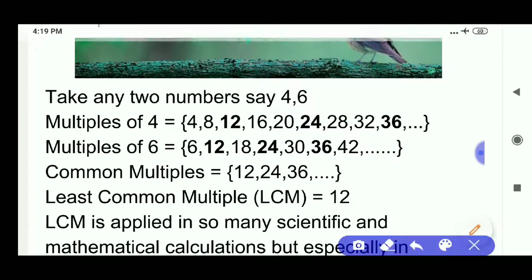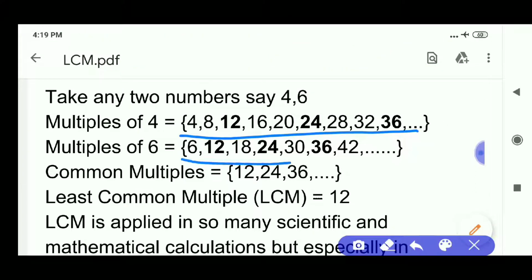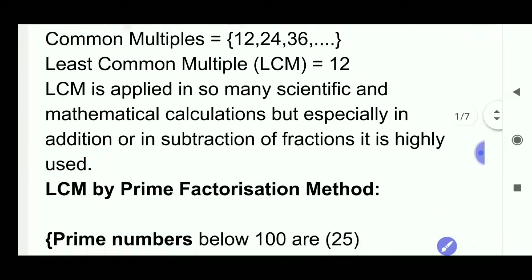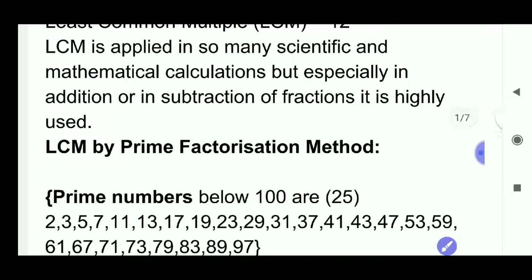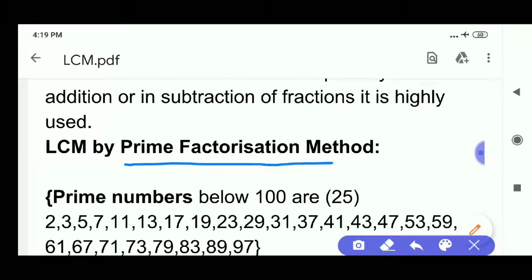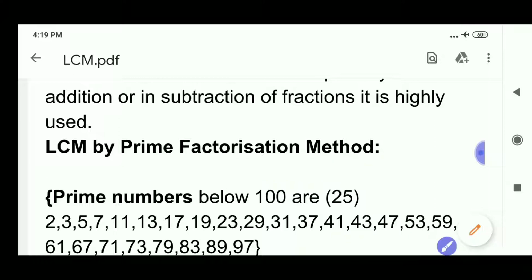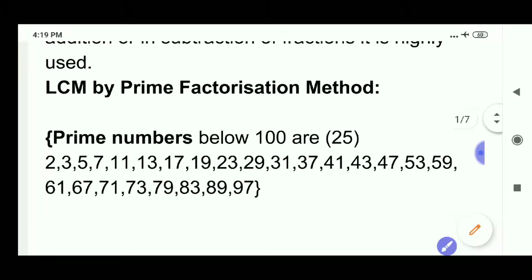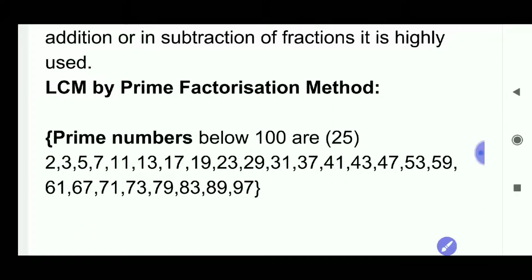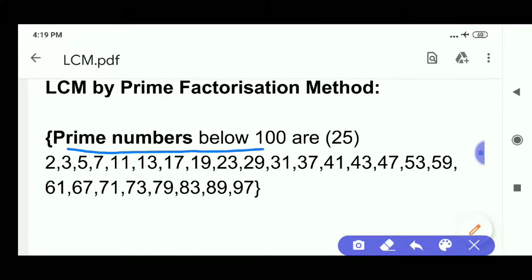Finding LCM in this process is very long. So we have two methods to find LCM. One is prime factorization method. Before going into prime factorization method, let us recall prime numbers below 100.